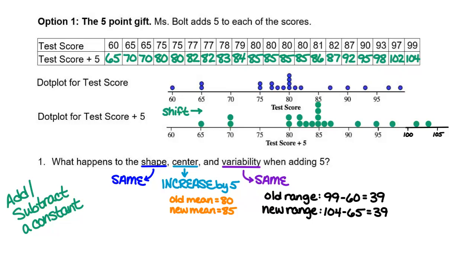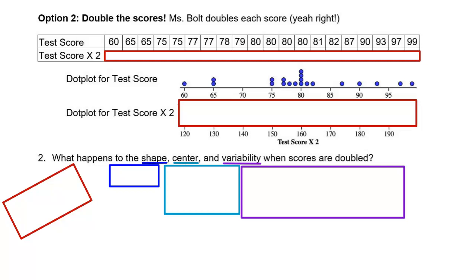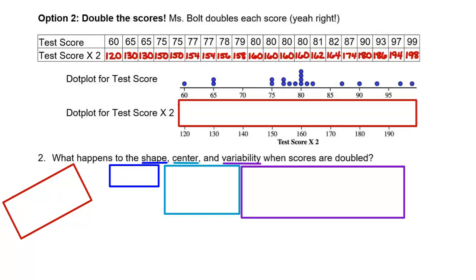All right. Number 2, where I just double everybody's grades. What are those new test scores then? 120, 130, 130, 150, 150, 154, 154, 156, 158, 160, 160, 160, 160, 162, 164, 174, 180, 186, 194, and 198.